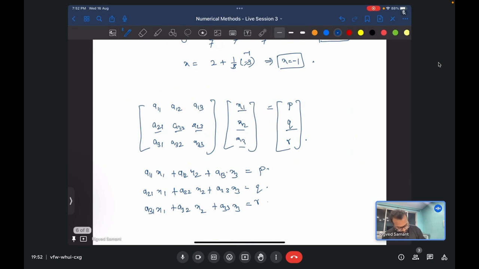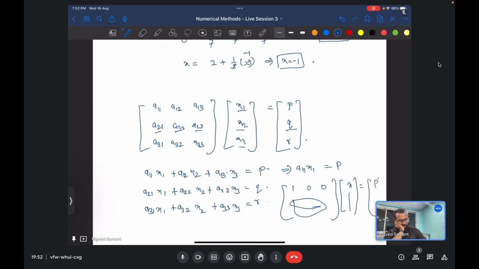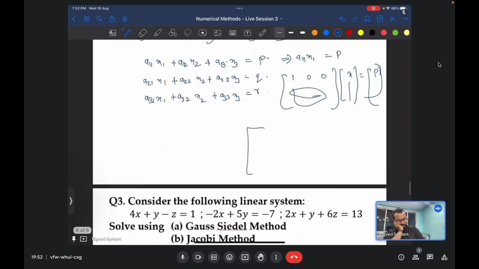If I have only a11 x1 is equal to p, let's say, what would be there? 1 0 0, rest I will write later, times x1 x2 x3, and then here would be p. So when you write this A augmented B, it would be 1 0 0 dot p, rest of the things accordingly. That's what you have to do in question number 4. Consider this x1 x2 x3 as t1 t2 t3 and write it.